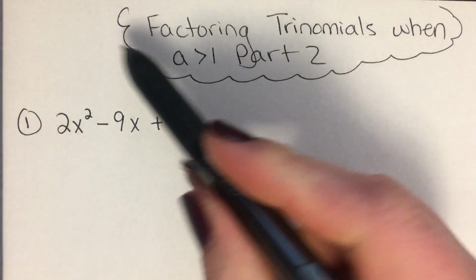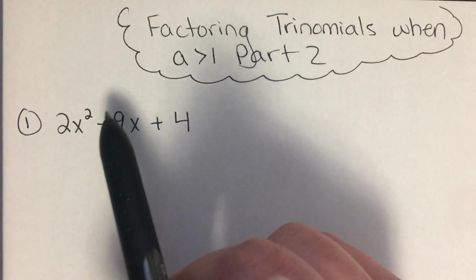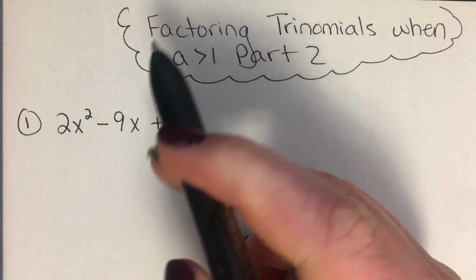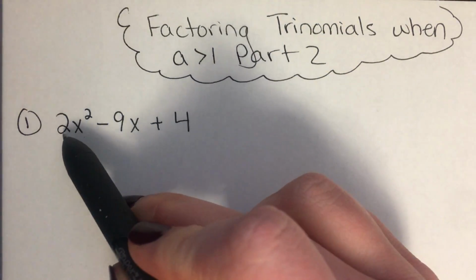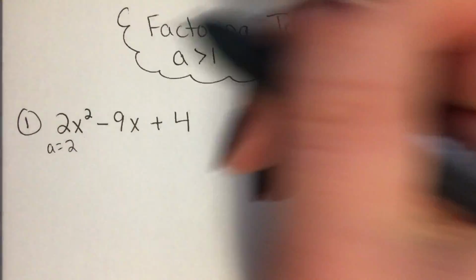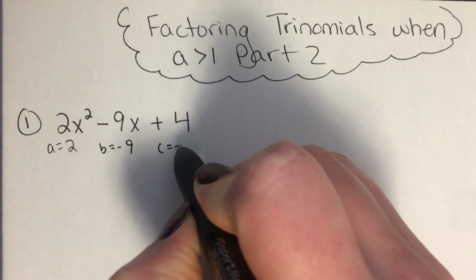So this video is really going to focus on when we have negatives, right? Because our first part only had positives, so now we're going to see what happens when we include negatives into the mix. So the first step is still going to be to identify A, B, and C. So A is 2, B is -9, and C is +4.